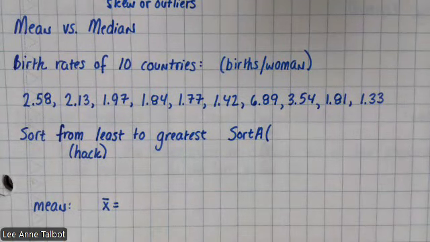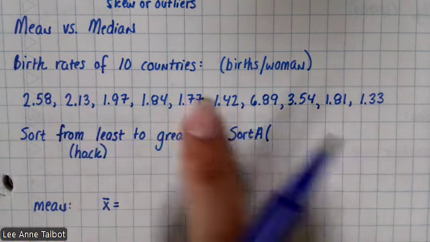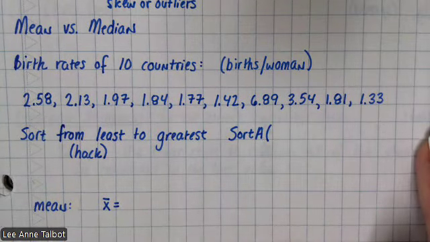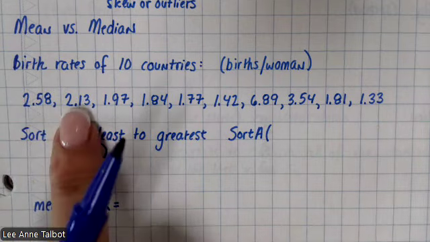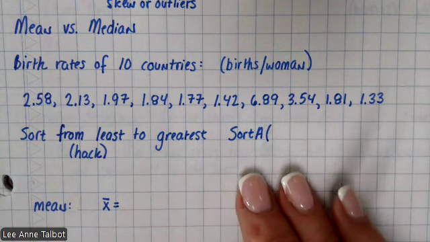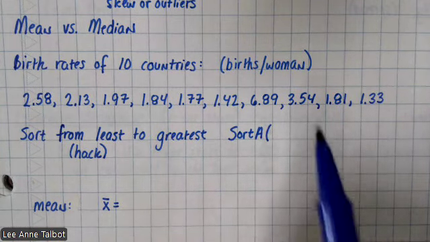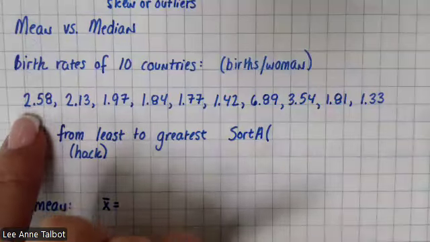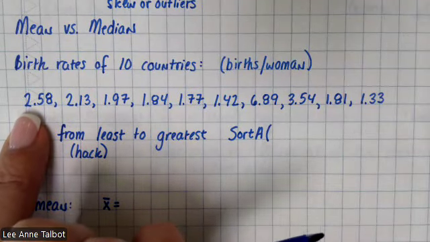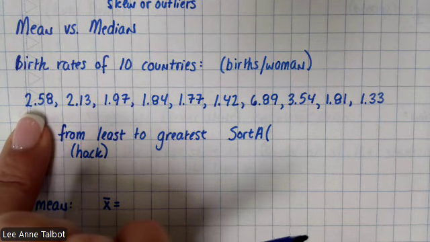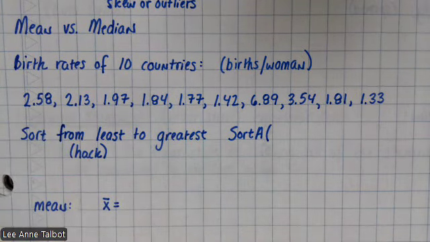I researched and found the birth rates of 10 sampled countries. So notice this is not all countries. This is sampled countries, which means these are only 10 out of a lot of countries. And that's going to change our measure of spread later. Birth rate is defined as births per woman. So in this particular country, there were 2.58 babies born to every woman on average. This country was Malaysia, actually.